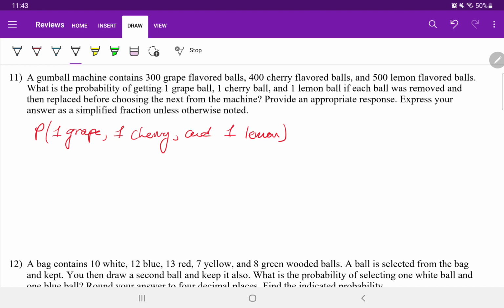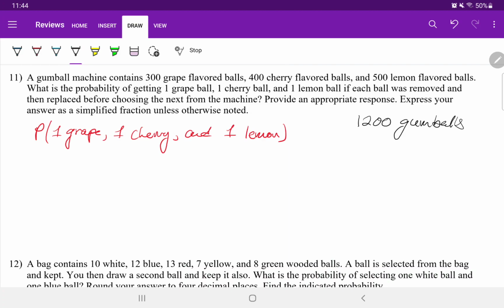Let's find out how many bowls are in total in this case. 300 plus 400 is 700. 700 plus 500 is 1,200. There are a total of 1,200 gumballs in the machine.